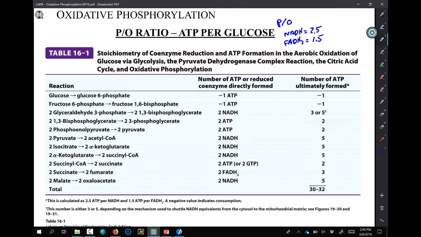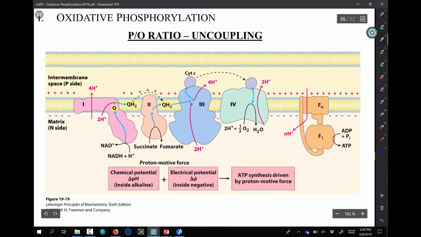All right. Now, I don't have any time to go any further, which I'm sure you're also sad about. You have to go back outside, so get out of here. I will see you on Wednesday. We'll talk about uncoupling and we'll get into ATP synthase.